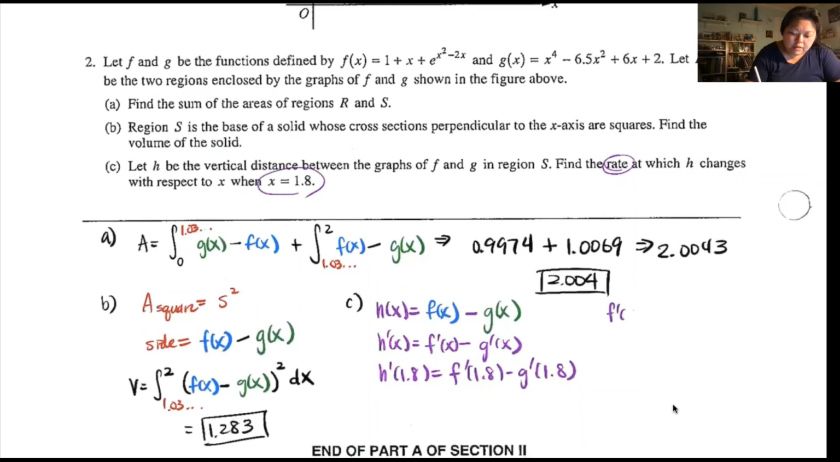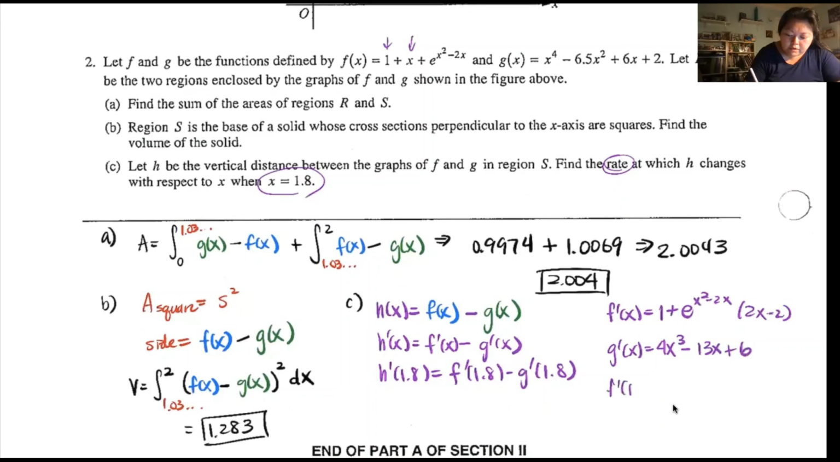Well, f prime of x is equal to, well, the derivative of 1 is 0, the derivative of x is 1, plus e to the x squared minus 2x is still e to the x squared minus 2x. But then chain rule, you take the derivative of the exponent, so 2x minus 2. So that is your f prime, all right? And then g prime of x, if I take the derivative, 4x cubed minus 2 times 6.5, that'll be 13x, and plus 6. All right, plug in 1.8 in each.